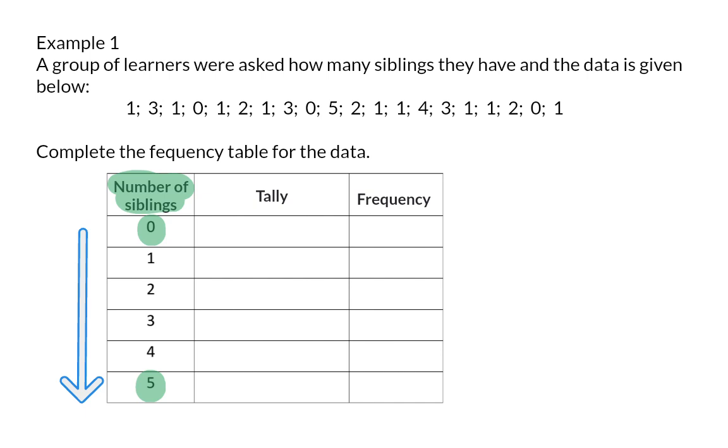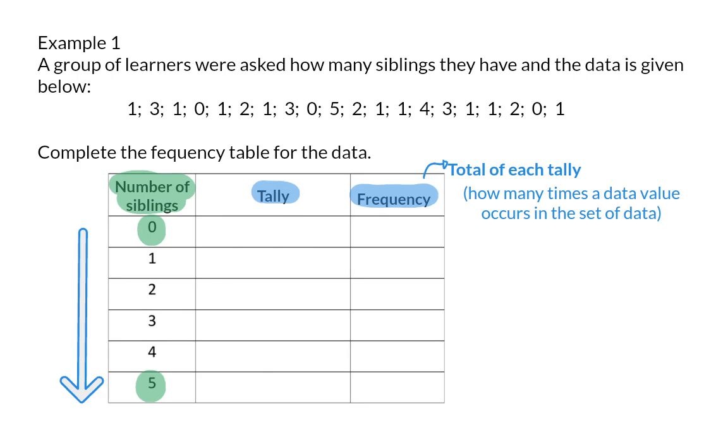The next 2 columns have to be completed, and we start off with our tally column, which is literally counting how many of each data value we see in the data. So how many zeros, ones, twos, etc. The frequency then shows us the total of each tally. So it shows how many times that specific value occurs in the set of data.